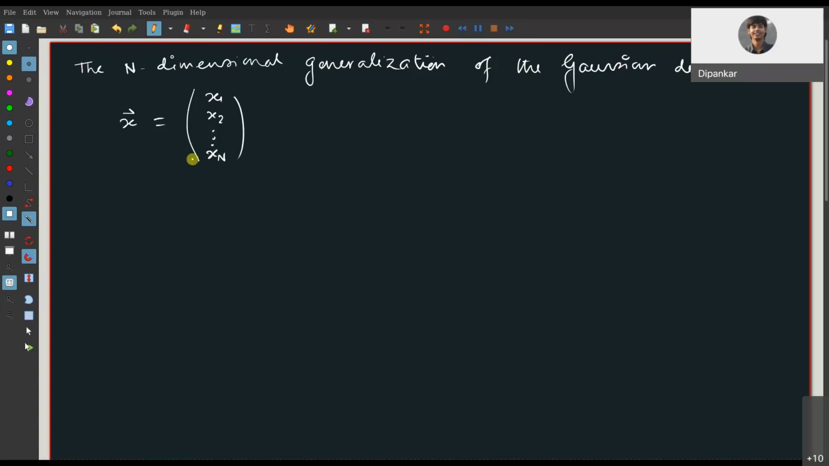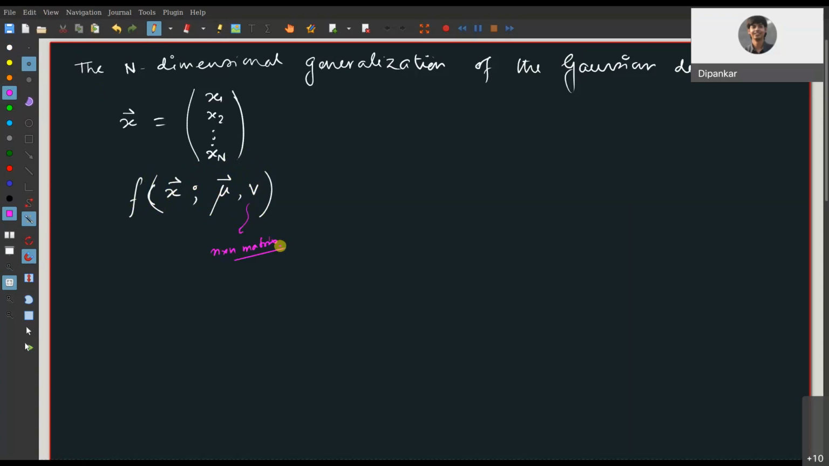So suppose this x vector has n components, x1, x2 up until xn, which are all random variables, and I now define a distribution that is the n-dimensional generalization of the Gaussian distribution. So this is f(x) with parameters mu and V. This V is an n by n matrix, usually symmetric, and actually symmetric.